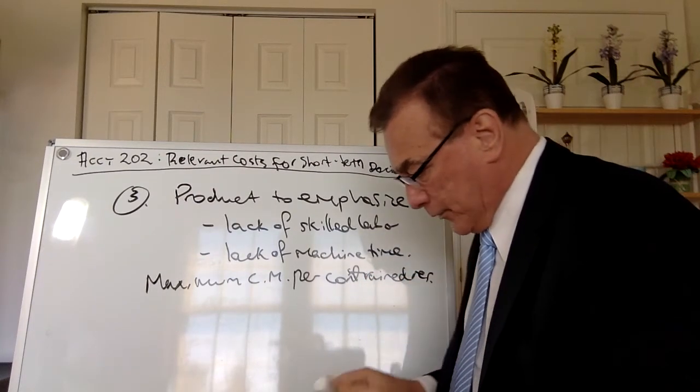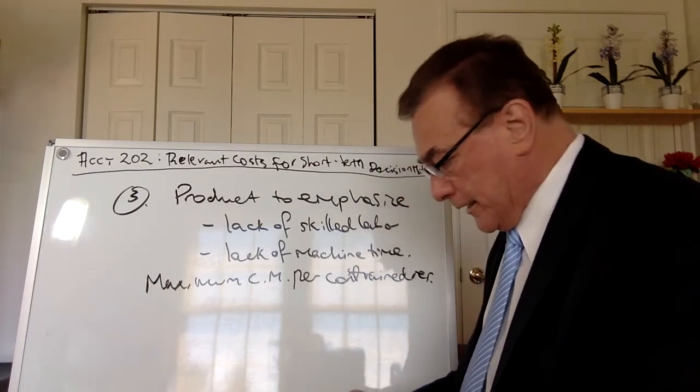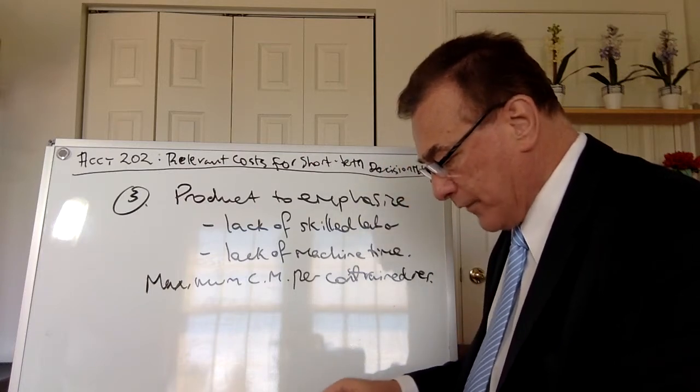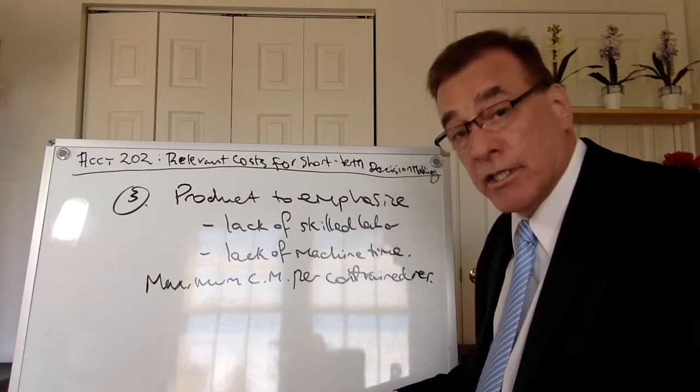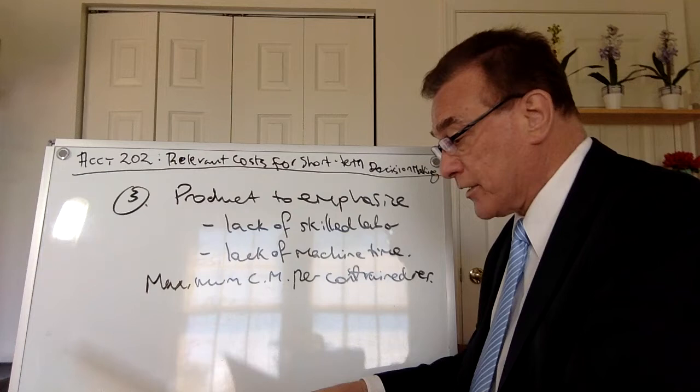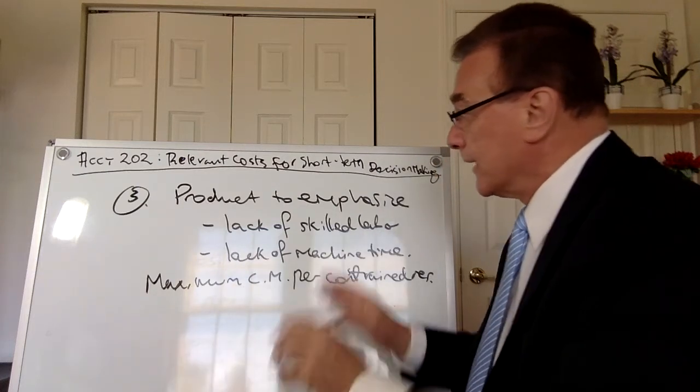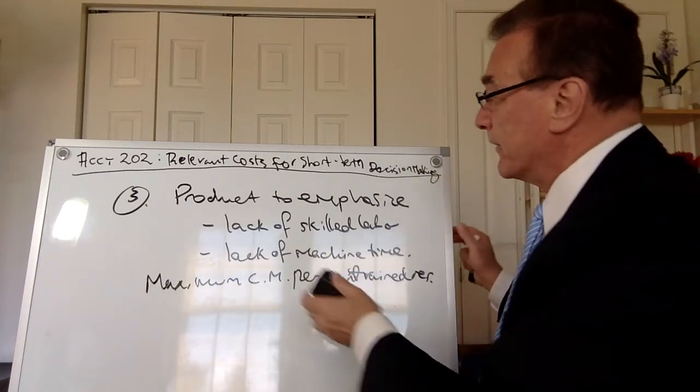All right, so in other words, a decision needs to be made as to which product to emphasize, and the answer is the business should emphasize the product that provides the highest contribution margin per the constrained resource. And again, I'll work through a problem with that in a separate video.